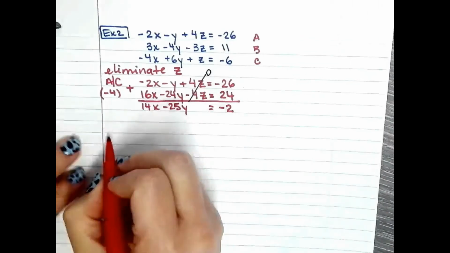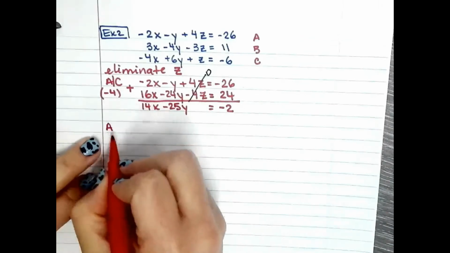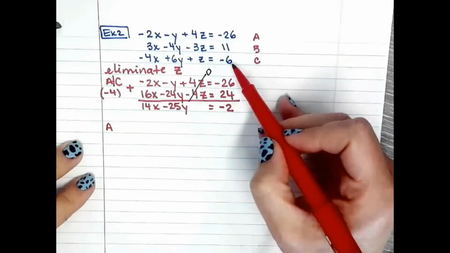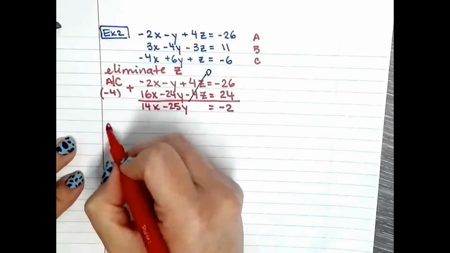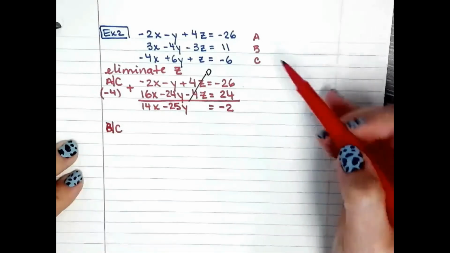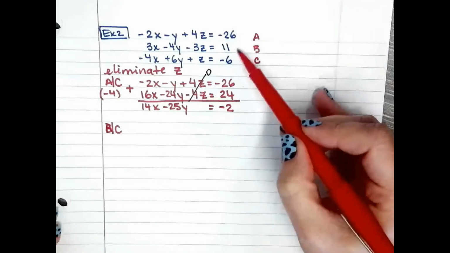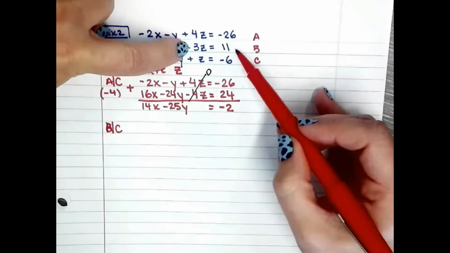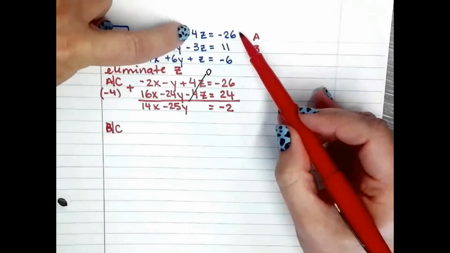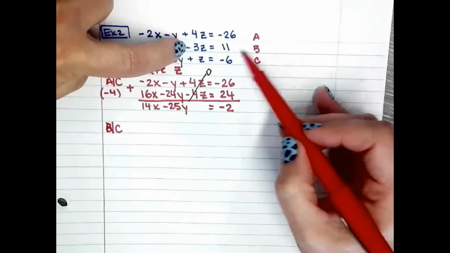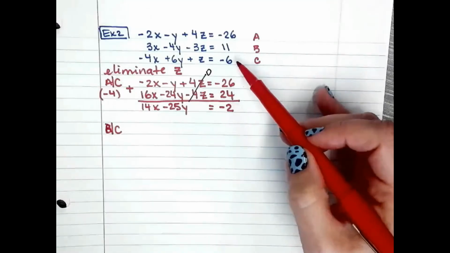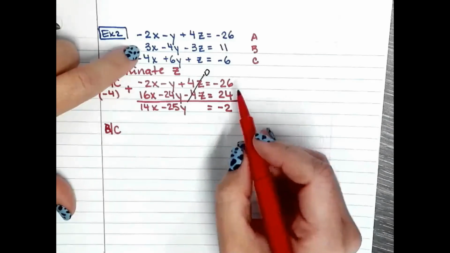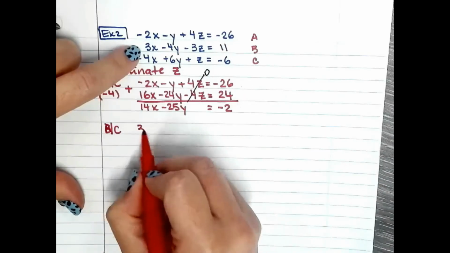So the next one, I will pair up A and B. No, let's do B and C. Because if I do A and B, I would have to multiply A by 3, and I would have to multiply B by 4, but it's too much. It hurts my head. So let's do B and C. That way, I don't have to change anything on B. B stays the same.